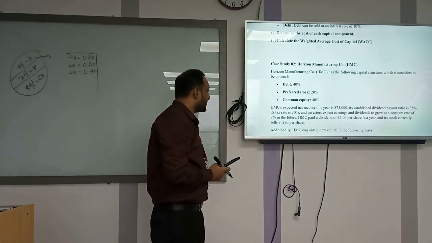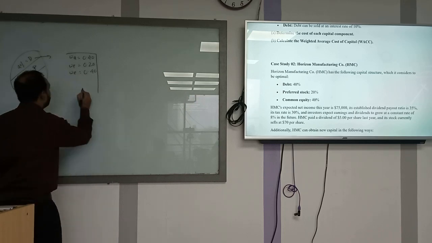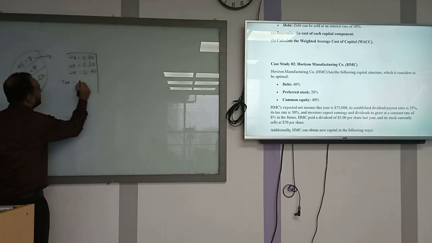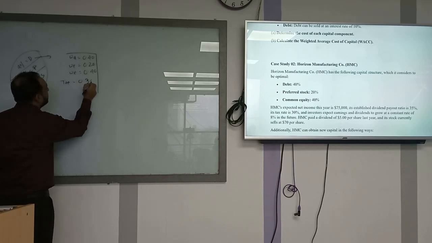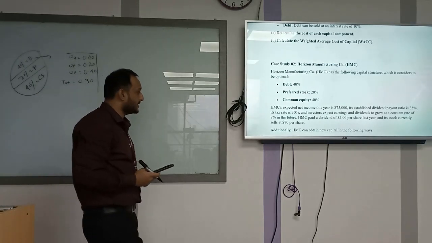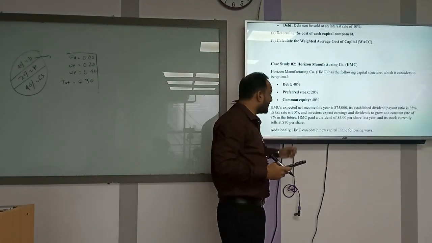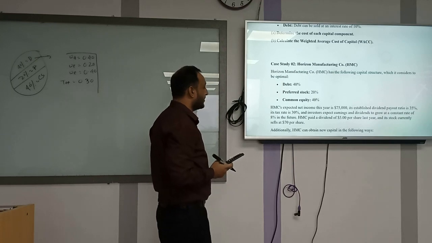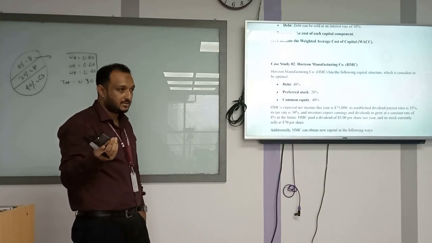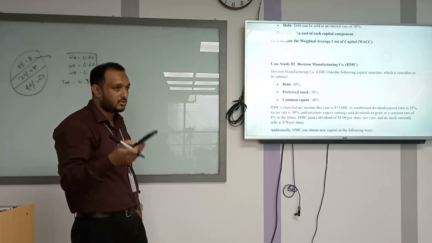Okay? Its tax rate is 30%. And investors expect earnings and dividends to grow at a constant rate of 8% in the near future. So the dividend growth model, sorry, the dividend discount model or Gordon growth model.